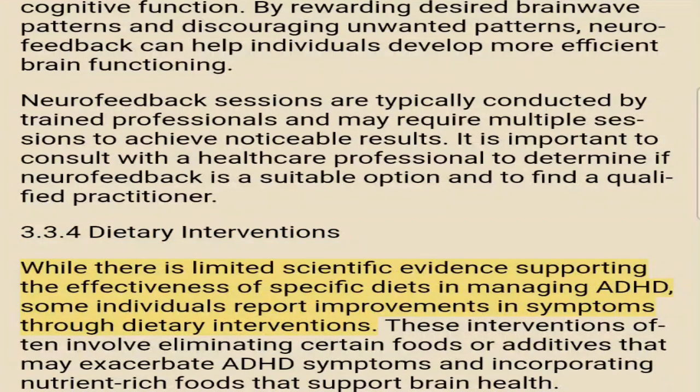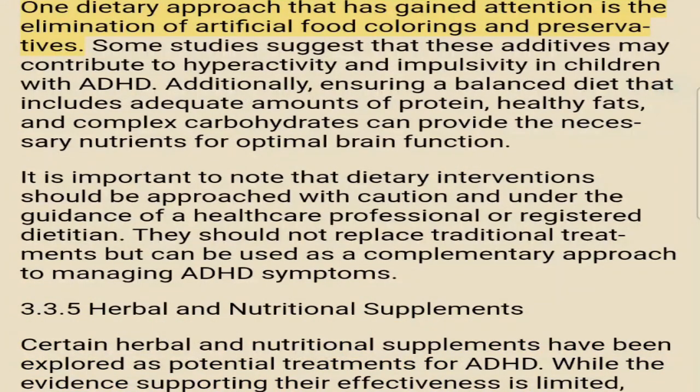While there is limited scientific evidence supporting the effectiveness of specific diets in managing ADHD, some individuals report improvements in symptoms through dietary interventions. These interventions often involve eliminating certain foods or additives that may exacerbate ADHD symptoms and incorporating nutrient-rich foods that support brain health. One dietary approach that has gained attention is the elimination of artificial food colorings and preservatives. Some studies suggest that these additives may contribute to hyperactivity and impulsivity in children with ADHD. Additionally, ensuring a balanced diet that includes adequate amounts of protein, healthy fats, and complex carbohydrates can provide the necessary nutrients for optimal brain function.